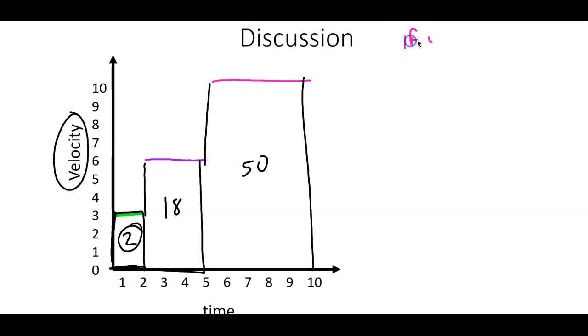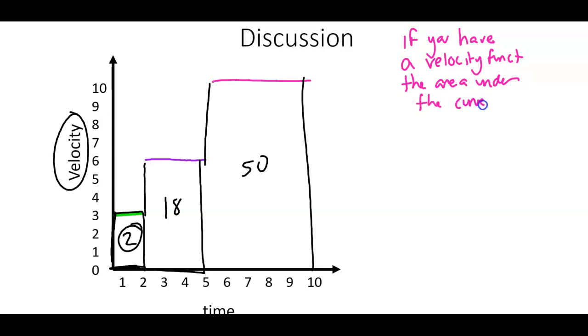If you have a velocity function, the area under the curve tells you the distance. Now, this is only partially true. But good enough for now.